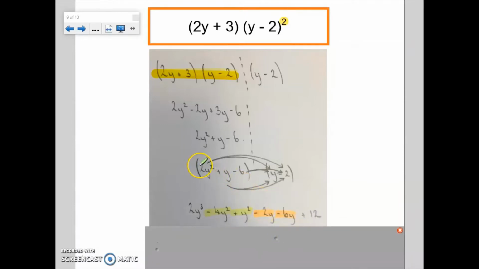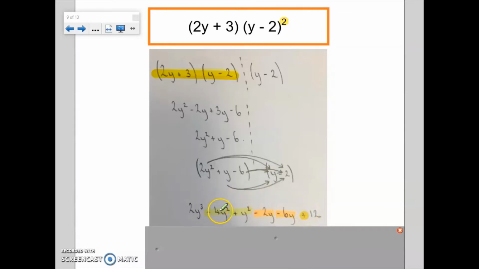This is what I'm aiming for. 2y squared multiplied by y is 2y cubed. 2y squared multiplied by negative 2 is negative 4y squared. Then we move on and deal with the y. y multiplied by y is y squared. y multiplied by negative 2 is negative 2y. And then finally we deal with the minus 6. Minus 6 multiplied by y is negative 6y. Negative 6 multiplied by negative 2 is positive 12.